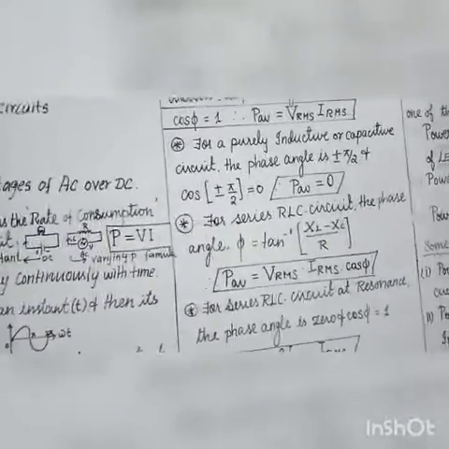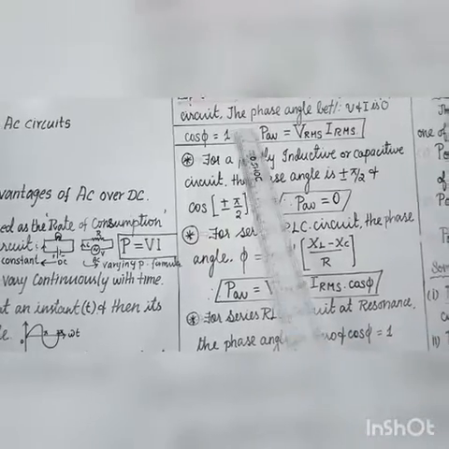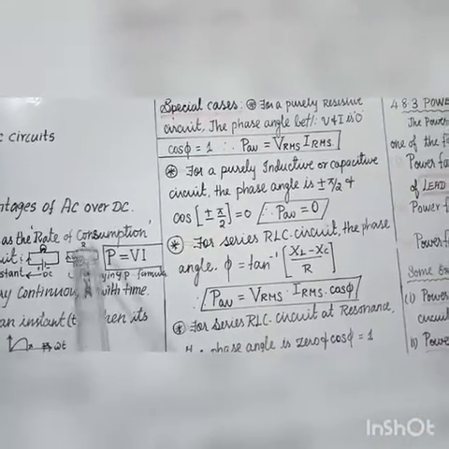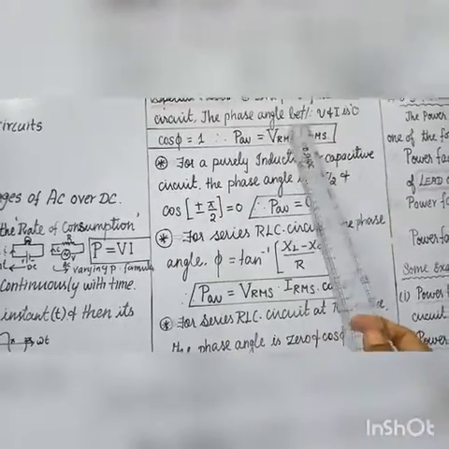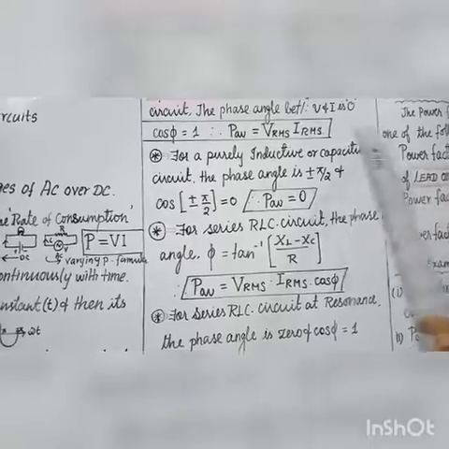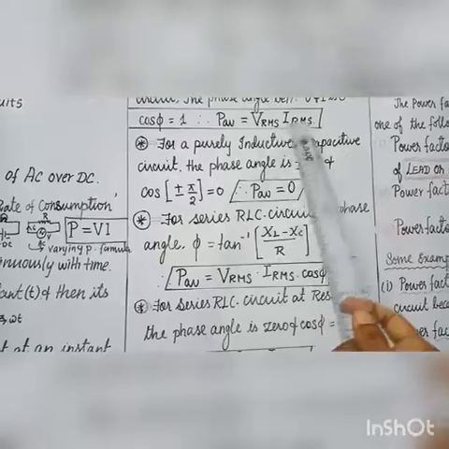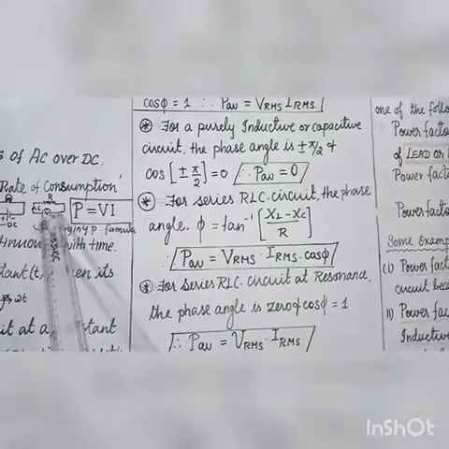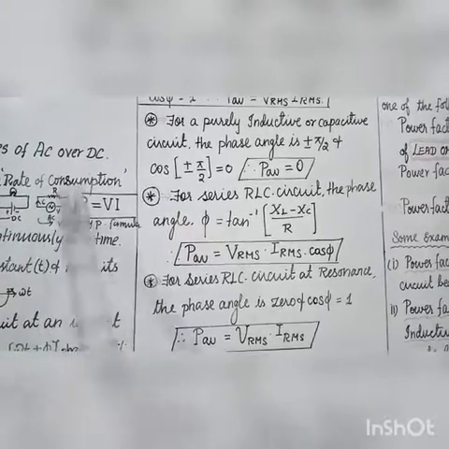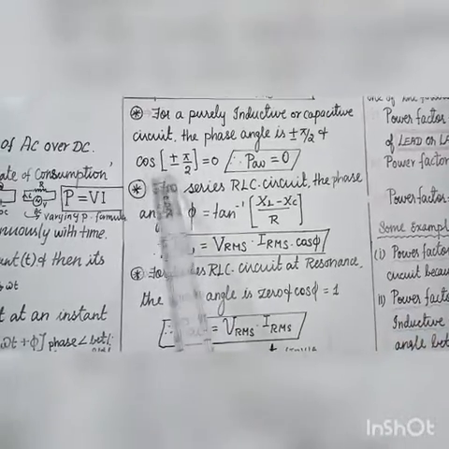Some special cases of power in a circuit. The first case is a purely resistive circuit. When the AC circuit is connected to a resistance, the phase angle between voltage and current is 0, so cos phi is equal to 1, and the average power is equal to Vrms Irms. The second case is a purely inductive or capacitive AC circuit. The phase angle is plus or minus pi by 2, so cos phi is cos of plus or minus pi by 2.